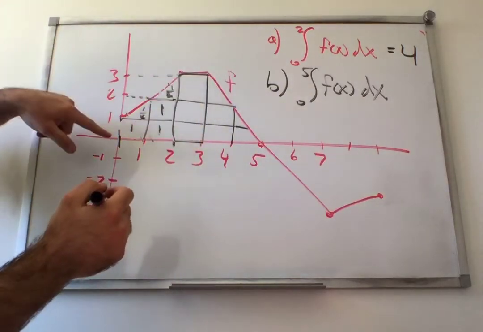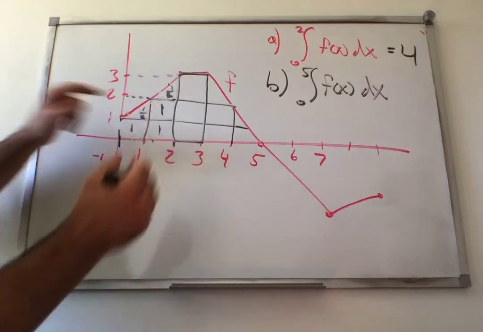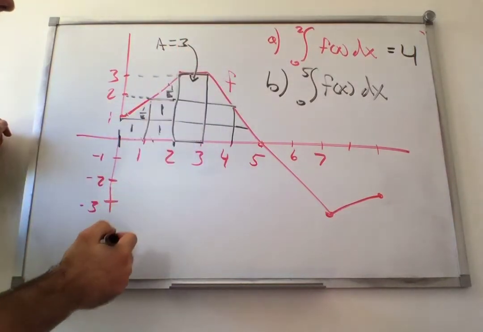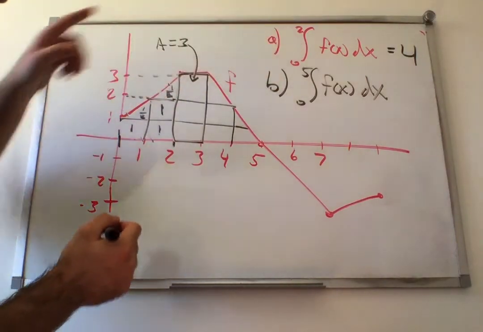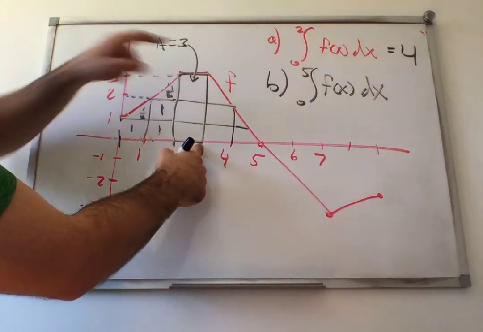If you notice, it has a height of 1, 2, 3, and it has a width of 1. So the area is equal to 3 in that rectangle. This total area over here was 4. So we know at least from 0 to 3, the area is 7. 4 plus 3 is 7.